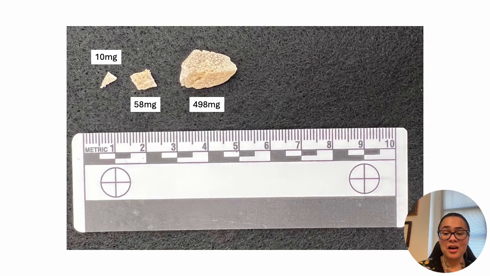To give you an idea of the amount of bone or dental enamel we need, isotopic analyses typically require 25 to 30 milligrams. So this illustration here, using modern fish bone for reference, the smallest piece is 10 milligrams, followed by 58 milligrams, and finally 498 milligrams, which is more than we would need for isotopic analyses. So what we would be looking at is somewhere in between this 10 and 58 milligrams, and for scale, we have a centimeter ruler below.